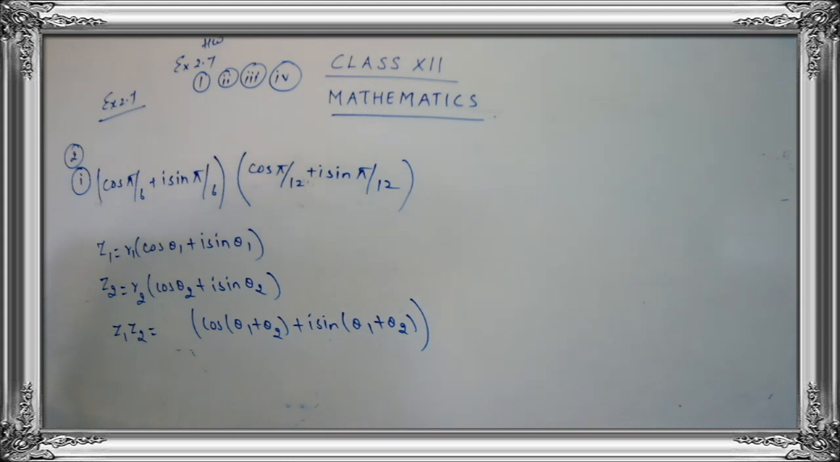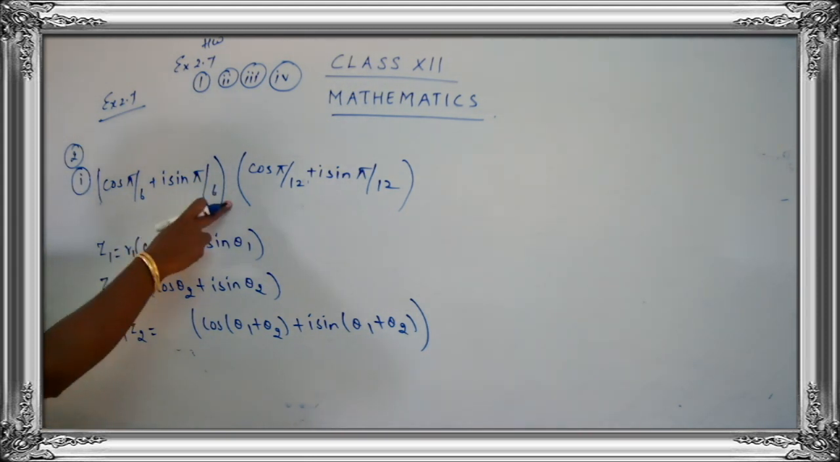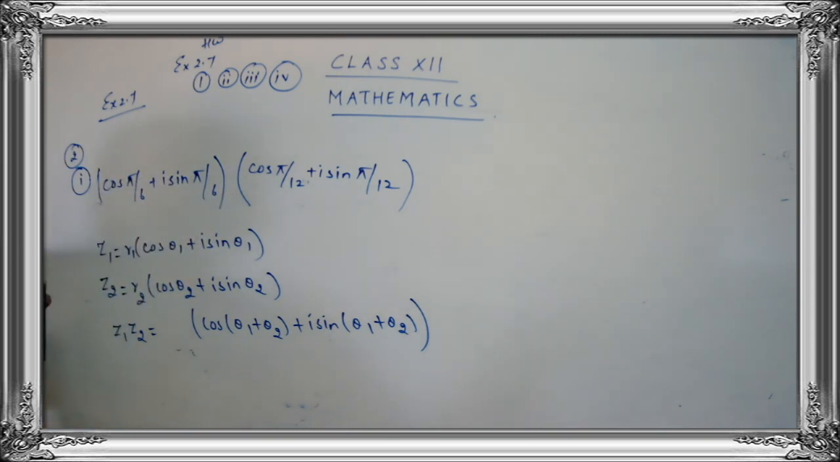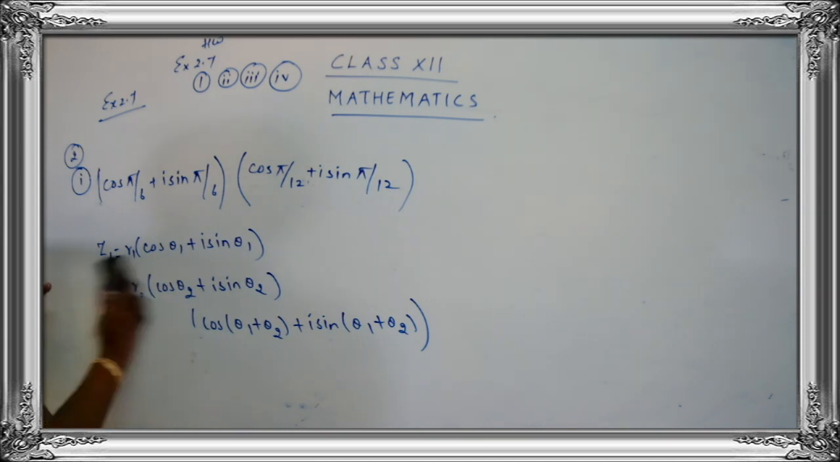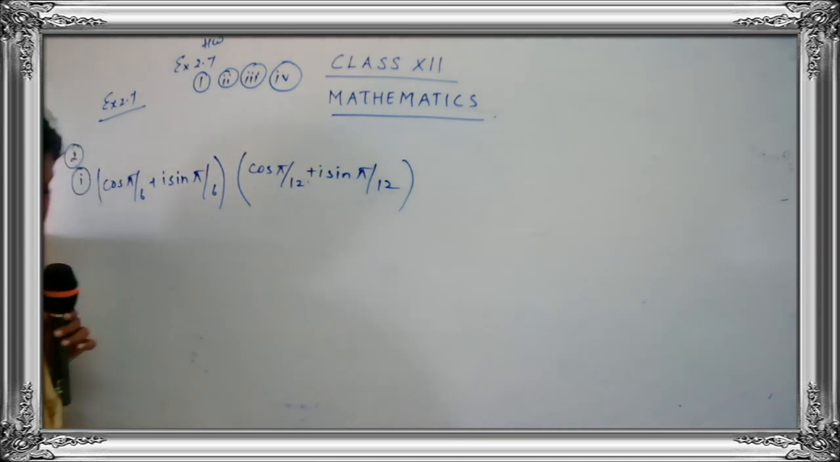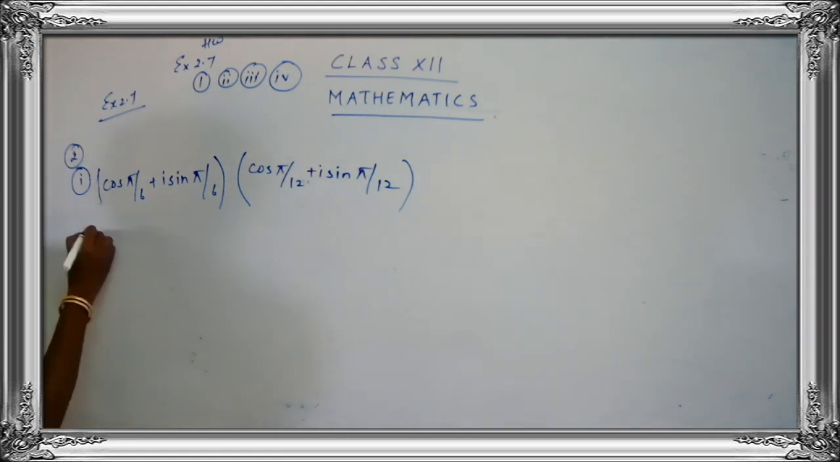Because here actually they have not given, you can consider R1 as 1 and R2 as 1. So R1 into R2 is going to be 1. So we will write it like that. Okay children? So I'll write down the formula. Let's take the formula first. Let's write down the property here.